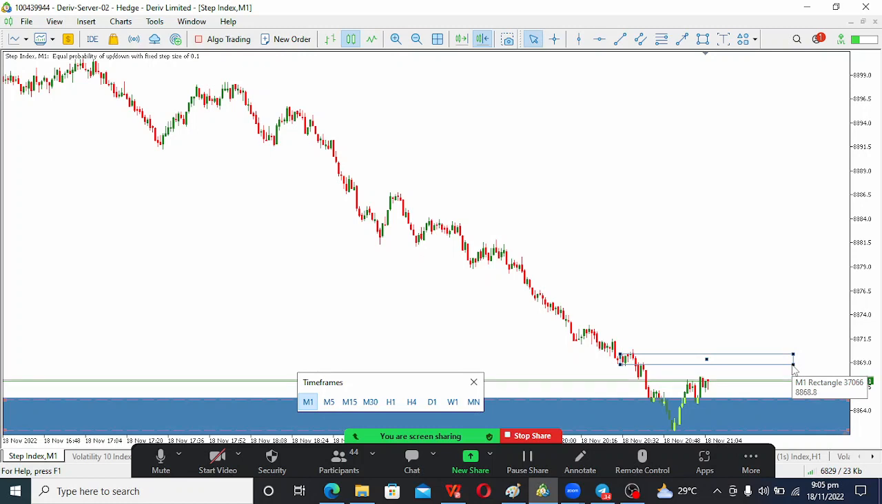Okay. How do you determine your major levels of support and resistance, so that will give you a core confirmation for entering of trades?